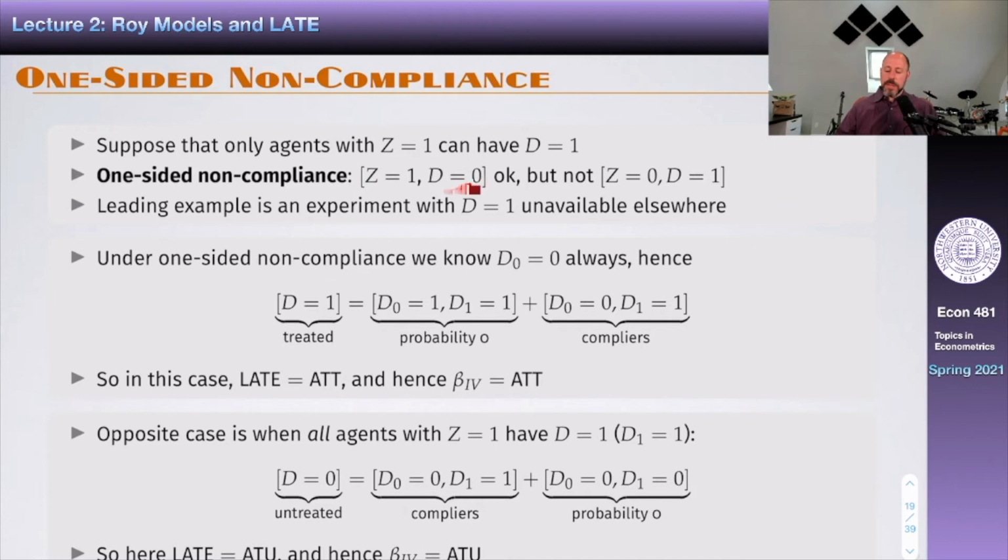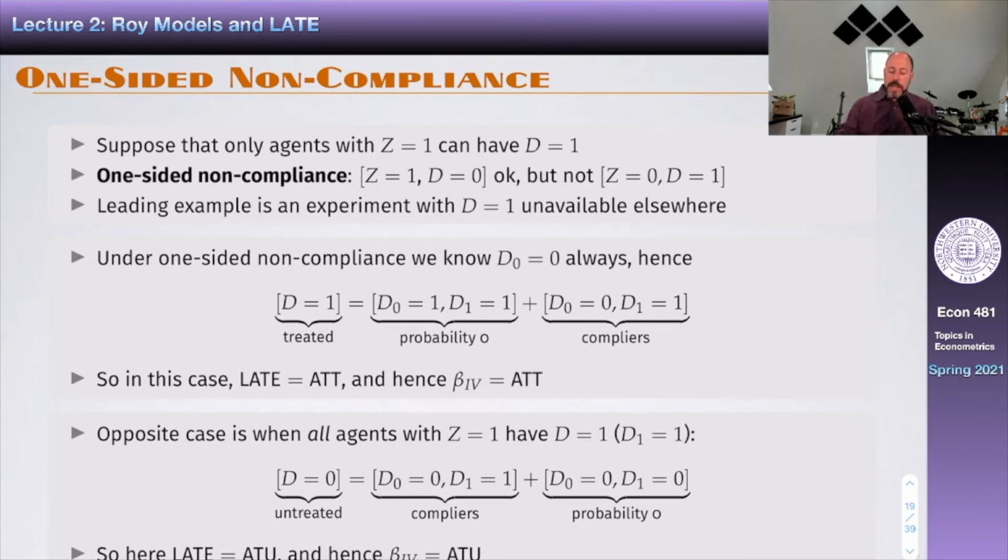You cannot have somebody who is not offered the drug, but decides to take the drug, because this person cannot get the drug from anywhere else. That's one-sided non-compliance. This is, as I said, common in certain types of trial. So this is a case where you can understand the power of LATE and what it estimates.